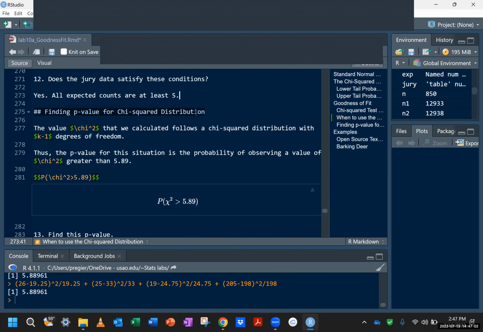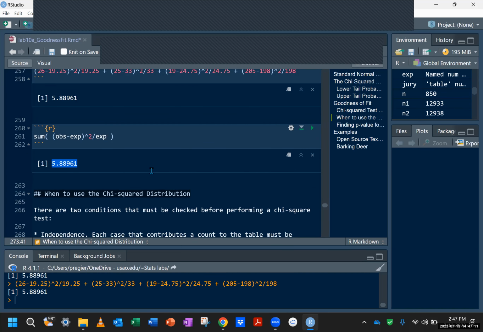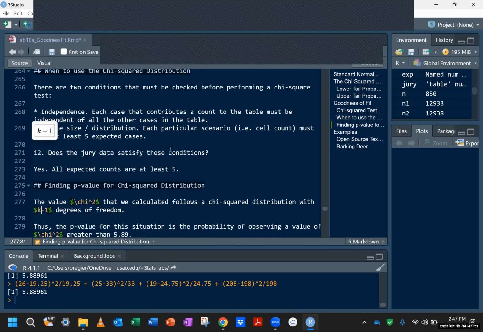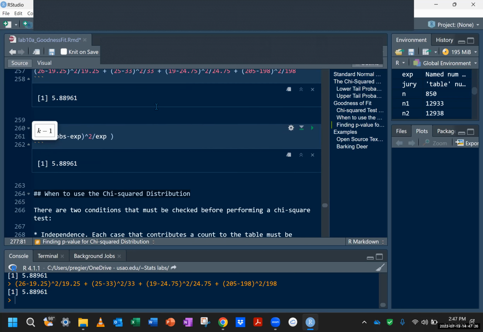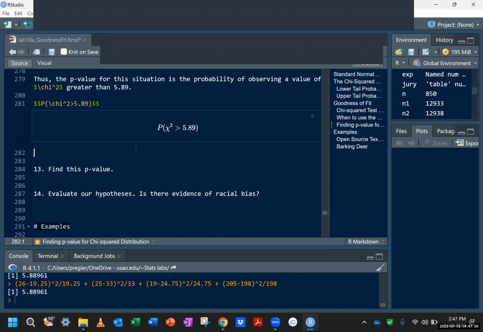Good. So if that is the case, that statistic, that value we found here, 5.889, should come from a chi-squared distribution with k minus 1 degrees of freedom, where k is the number of categories. So I had 4 categories here: 1, 2, 3, 4. This follows a chi-squared distribution of... I'm going to draw my distribution here now.